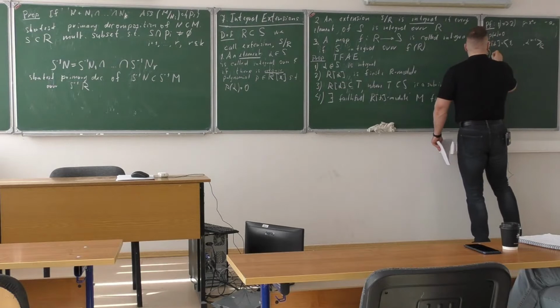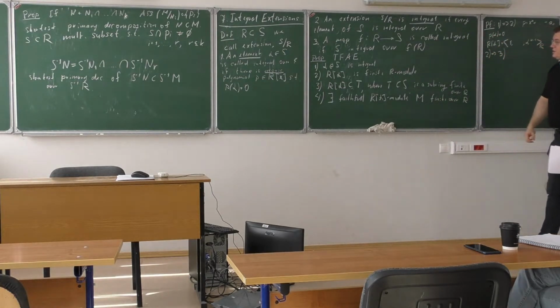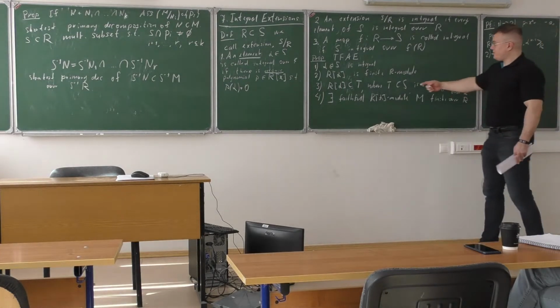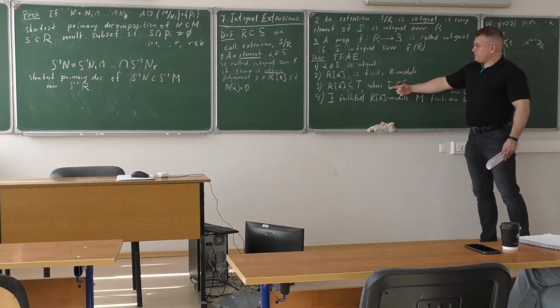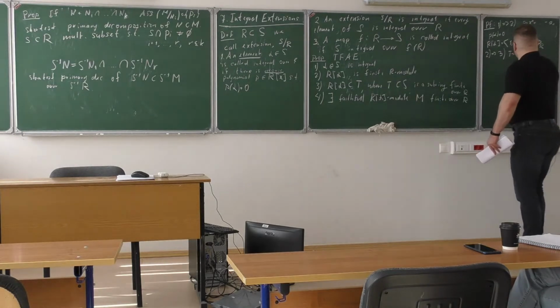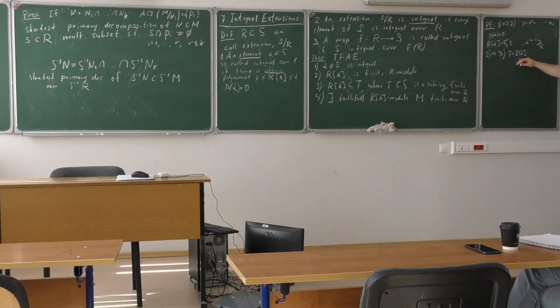Okay. How about 2 implies 3? Do you see how to prove this? It's actually even easier. In this case, if you have 2, you just take T to be this R[alpha].